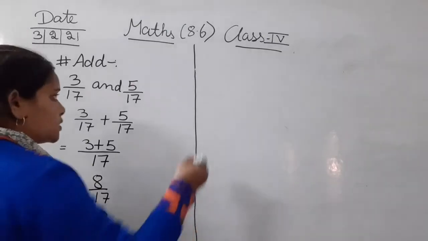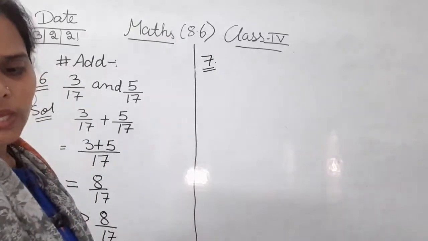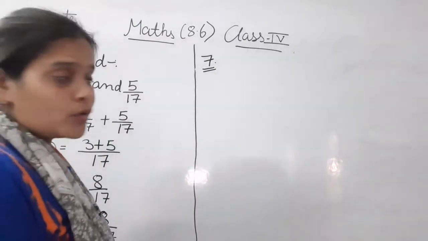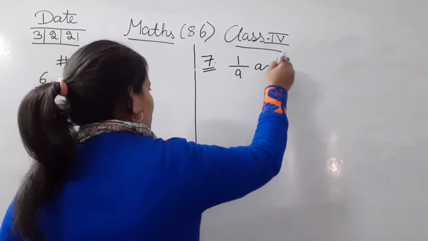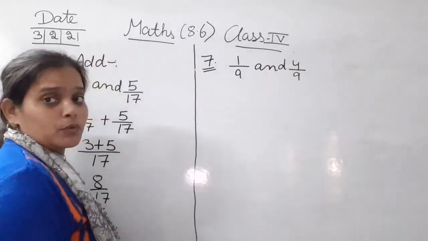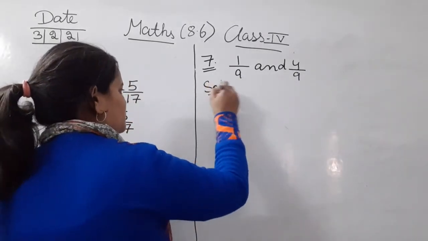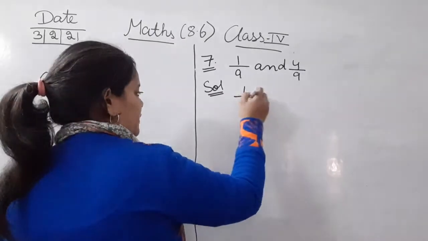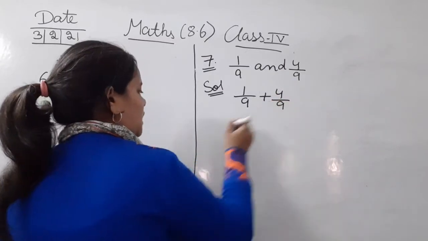Moving next to question number 7. In question number 7, we have to add the two fractions, that is 1 upon 9 and 4 upon 9. So we have to add these two fractions now. Here's the solution. 1 upon 9 plus 4 upon 9.